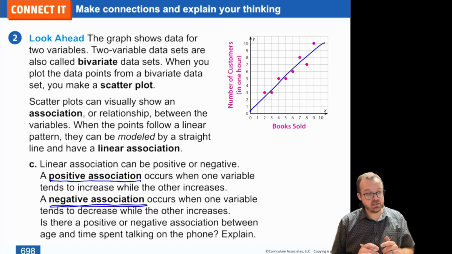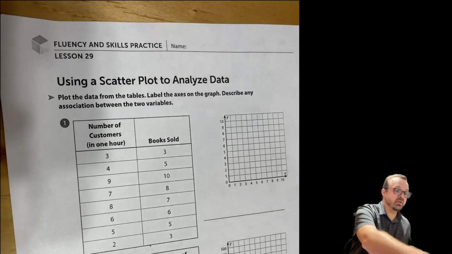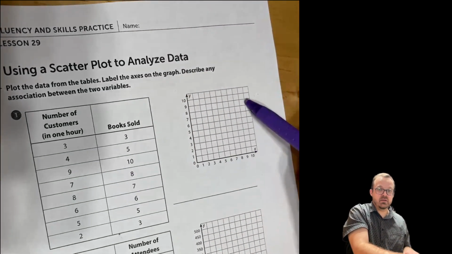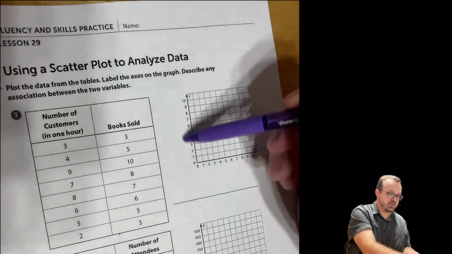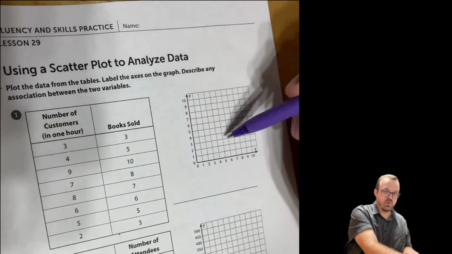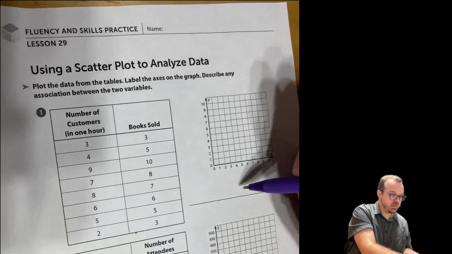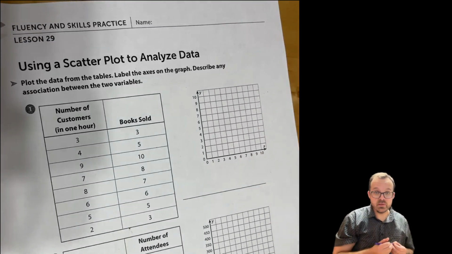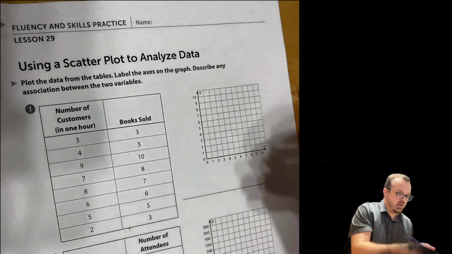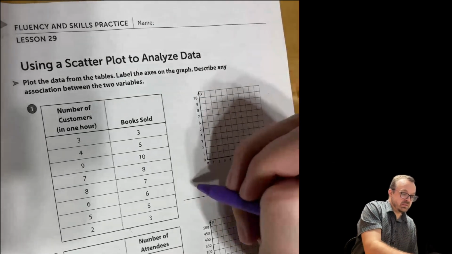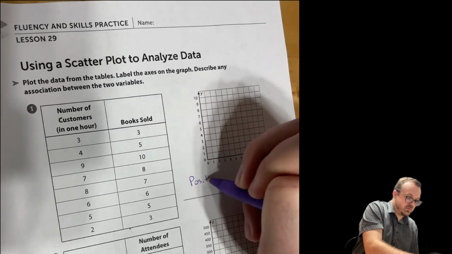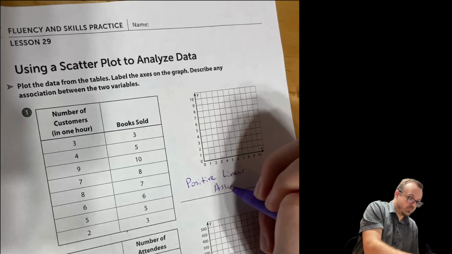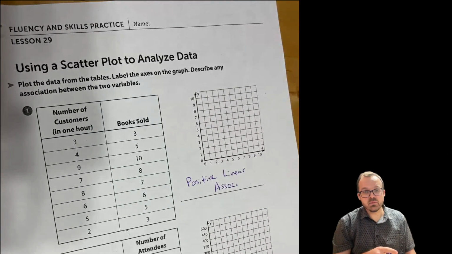All right, so what I would like you to do is, now that I've done number 1 for you on your worksheet, you should have your scatter plot here. You should have your X and your Y axis labeled, and then you should have all your points plotted. And then I want you to tell me the association between these, right? So for number 1, you have all those points on there, your scatter plot, your X and Y axis, and then you'll say something along the lines of a positive linear association. Okay, so that's what I'm looking for on all of these.